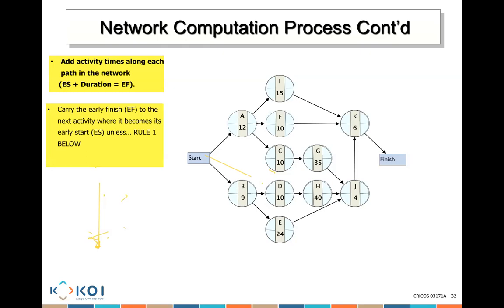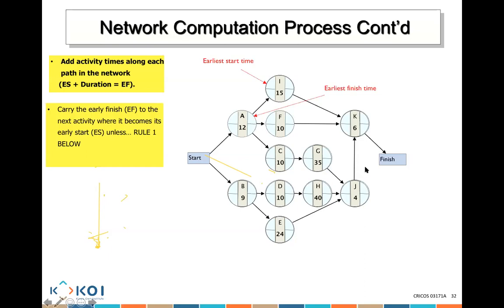Then we carry the early finish time to the next activity, and it becomes the early start time, unless rule 1 below applies. So this is the early finish from activity A. Because there are 3 activities after it, I, F, and C, it becomes the early start for I, F, and C. So the early finish becomes the early start. Does that make sense? Yes, sir. Repeat this point, please.